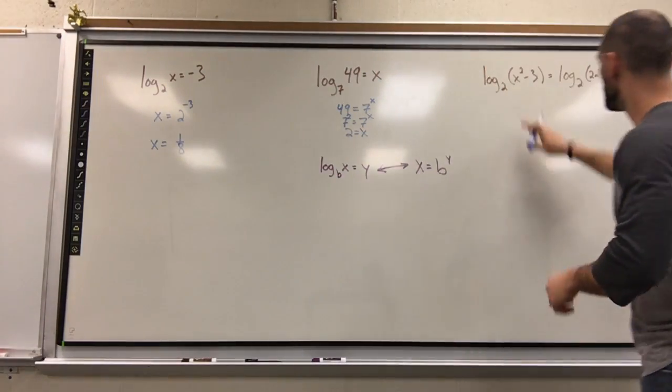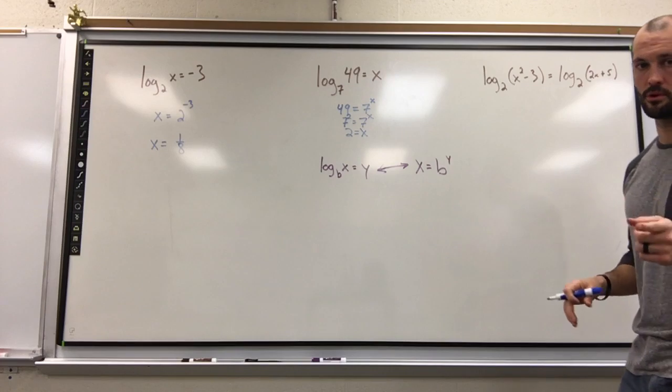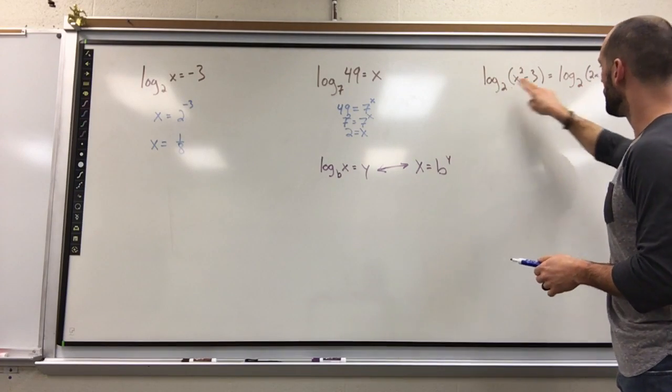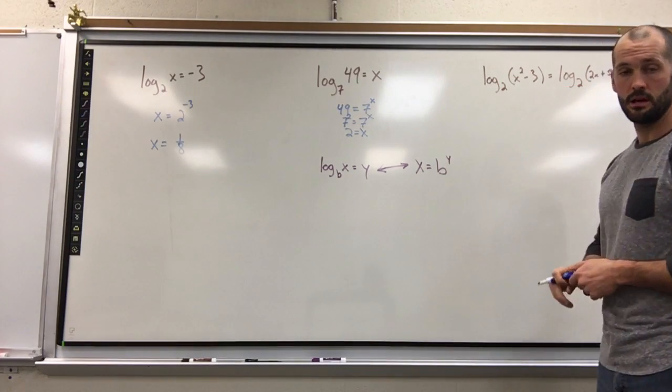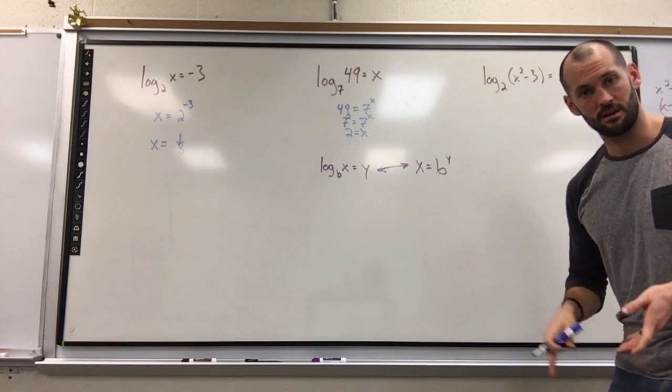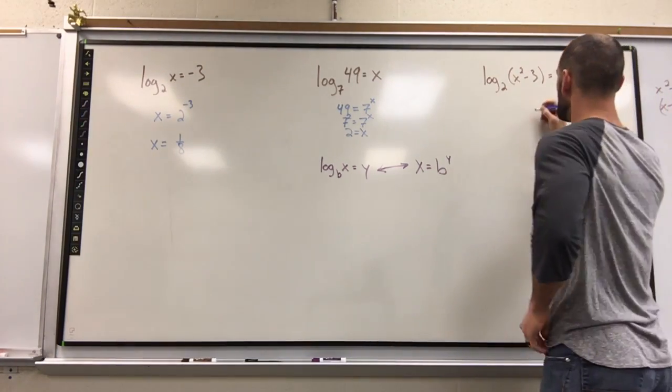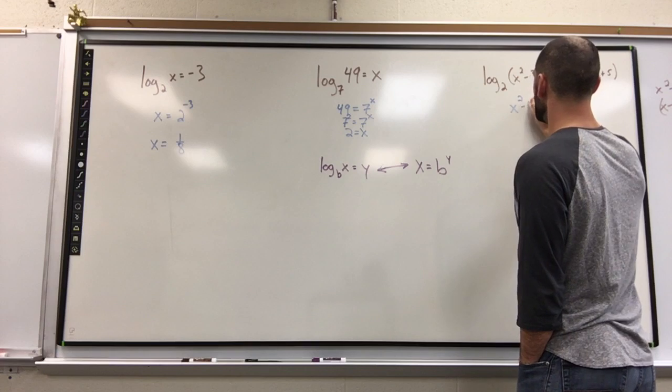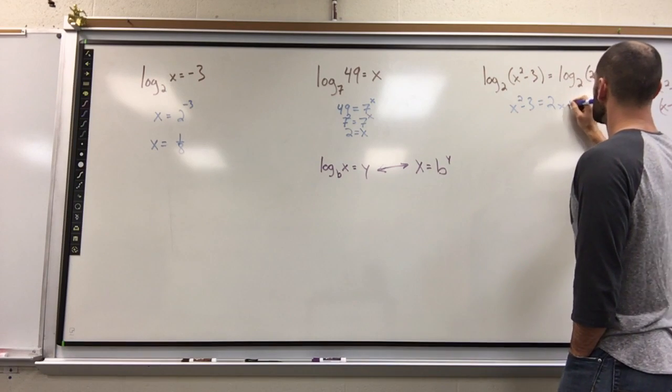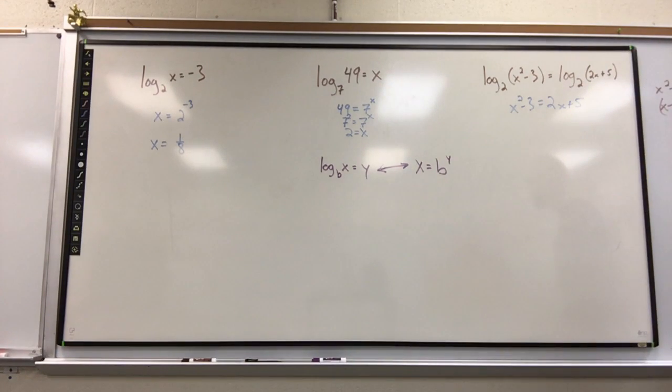Okay? Now, what if you have a log versus a log? Now, this is very important. This is the only way you do it when you have one log on each side with the same base. If they have the same logs with the same base, what you can do is drop the logs and go straight to their quantities. And now you solve what's left.